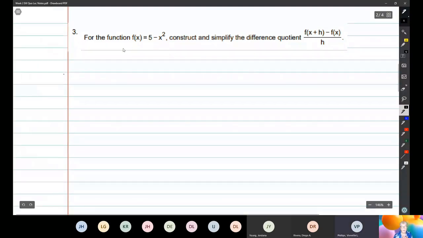Okay. So let's do this. Our original function is 5 minus x squared. Now I'm going to speed up a little so you can see that, and I'll point out where the hard part is. So step one, I'll clean it up when I get to it. I'm going to find f of x plus h.